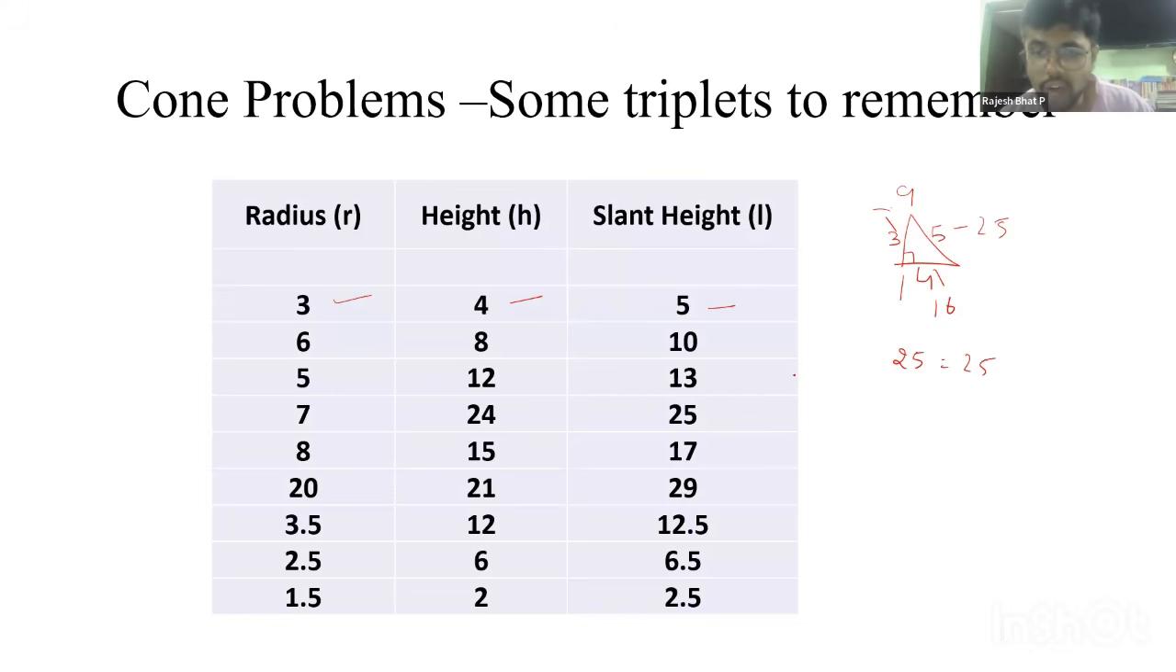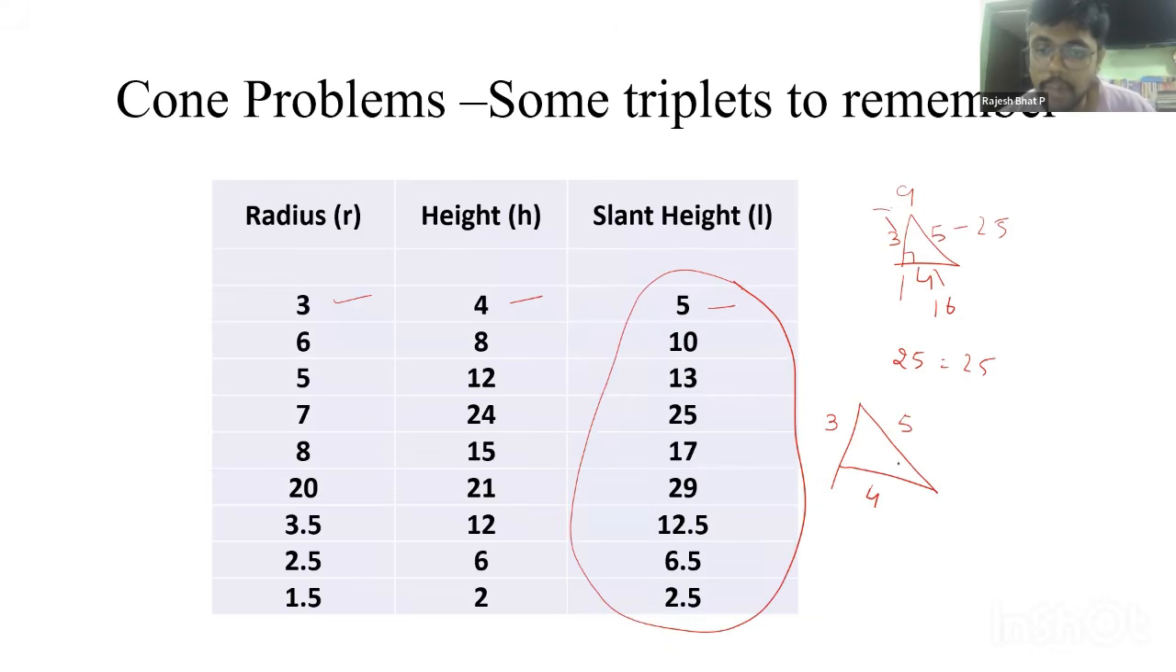If you have to solve the problem, that is fine, but sometimes this is very handy. If you see 5 here and 3 here, then this will obviously be 4. But make sure the slant height value should always be in the hypotenuse.